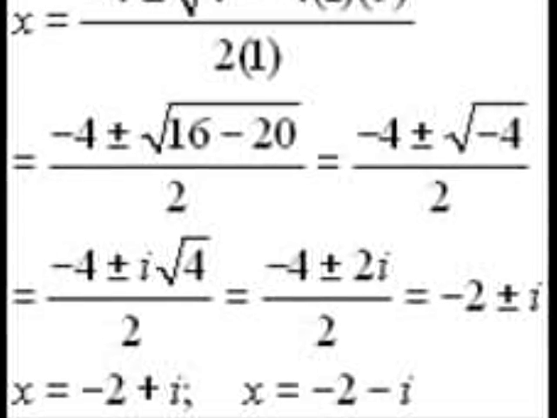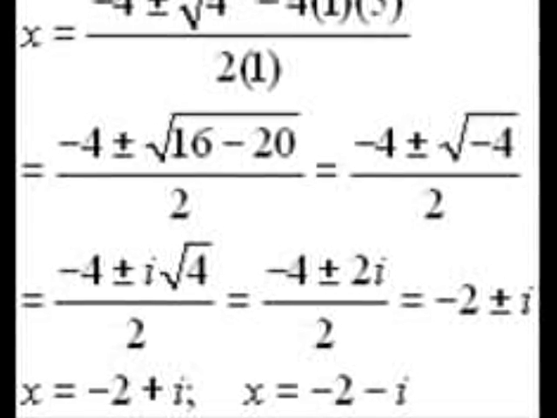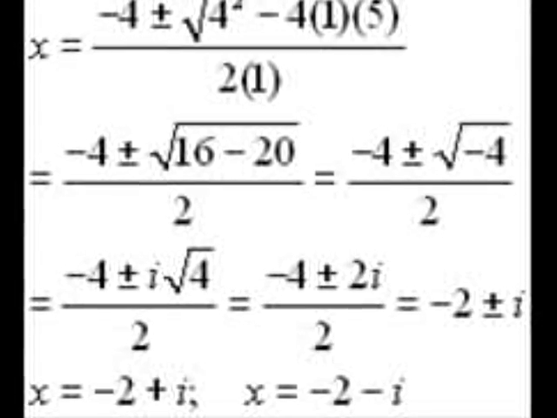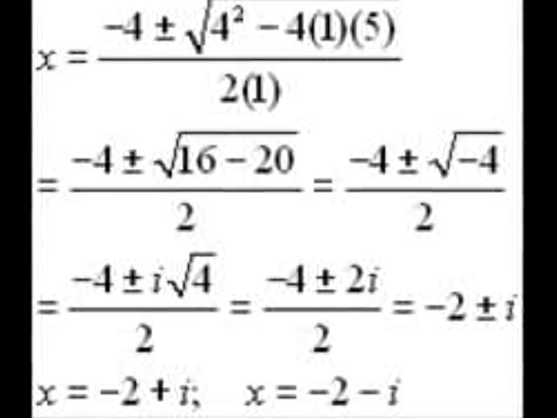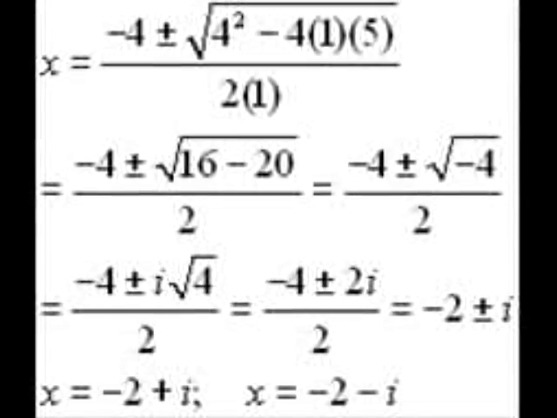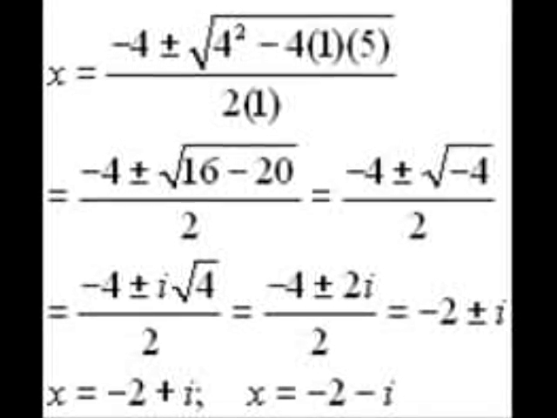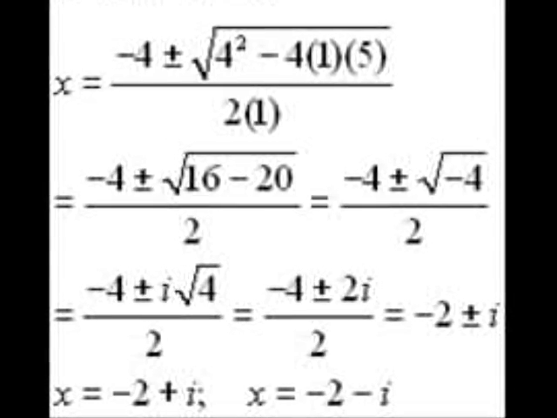In the problem x squared plus 4x plus 5 equals 0, a equals 1, b equals 4, and c equals 5. When you substitute these values into the quadratic formula, you get negative 4 plus or minus radical of 4 squared minus 4 times 1 times 5, all over 2 times 1. When you simplify this, you get negative 4 plus or minus the radical of negative 4, over 2.